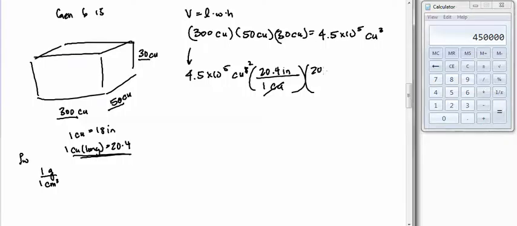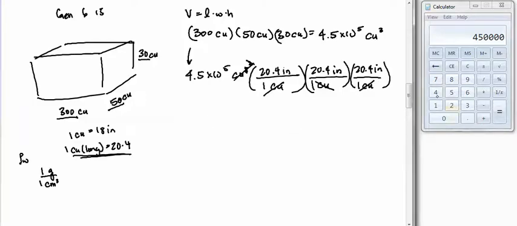So I go 20.4 inches and a cubit on the bottom, and then this will cancel out with that. And then I want cubits to cancel out completely, so I need to do it one more time. There we go. And I'm left with inches times inches times inches. That would be cubic inches.